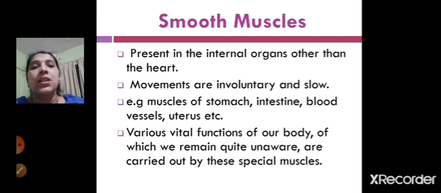So what are these smooth muscles? They are present in the internal organs other than the heart. These movements are involuntary and they are slow. Examples are the muscles of the stomach, intestine, blood vessels, uterus, etc. These are the important functions of our body which we are not aware of, and these functions are carried out because of these special muscles.